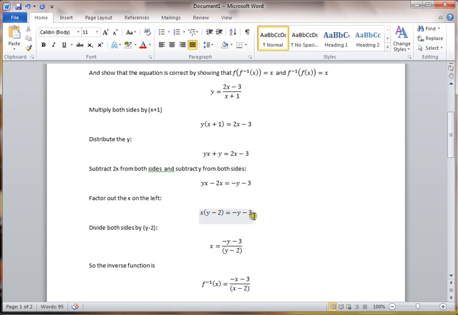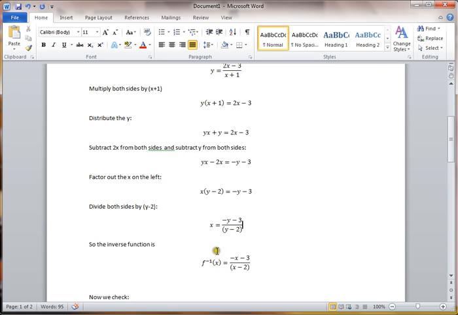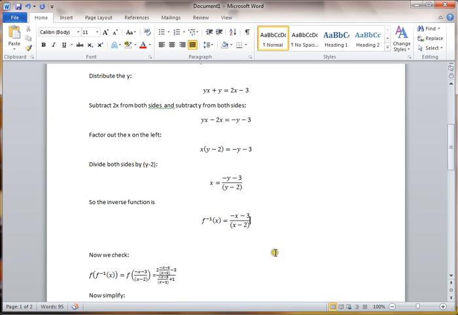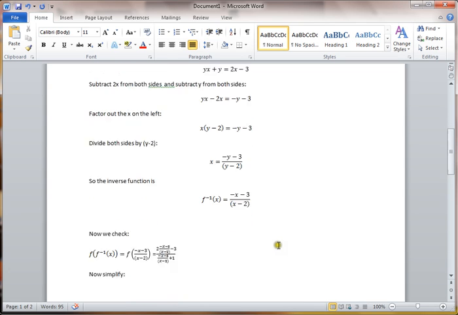Now I have these two different x's, but I can use factoring to combine those two different x's into a single x. I have a single x, and what's left over is this binomial expression that involves the y's instead of the x's. Now I've gone from having two x's and one y to having one x and two y's, which is good, because now I can use division by this binomial y minus 2 to get the x expression by itself. And once I switch the x and the y, this actually is the expression for my inverse function.